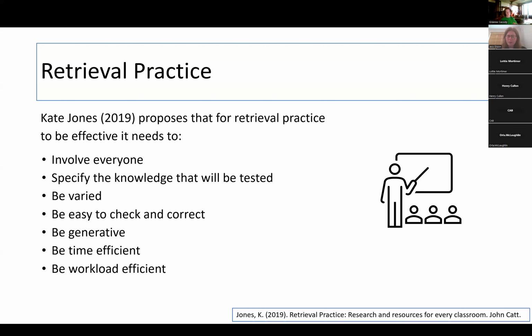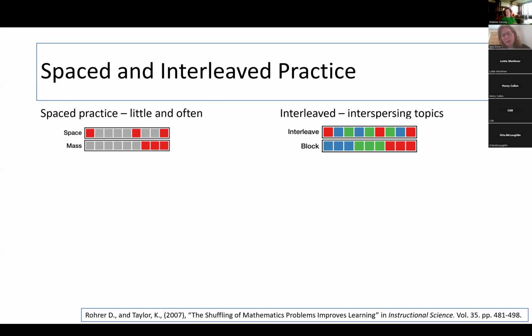And the final piece of theory of what's behind all this is thinking a little bit more about spaced practice and interleaved practice. Spaced practice is little and often. So rather than just leaving it all and cramming it at the end, we're encouraging our students to revise and review things as they go through. Some of them definitely want to leave it to the end, but we're trying as much as possible to make sure that they do it throughout the year. And interleaving is when you look at different topics, you intersperse them.